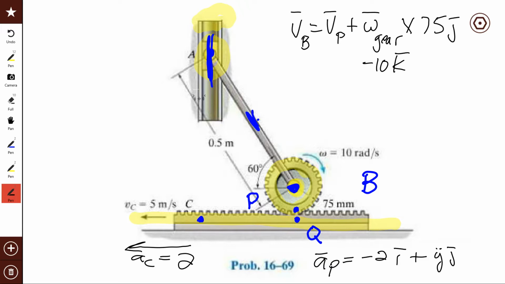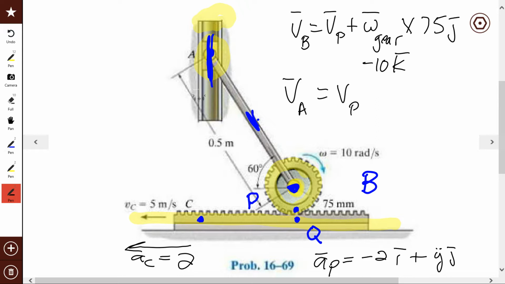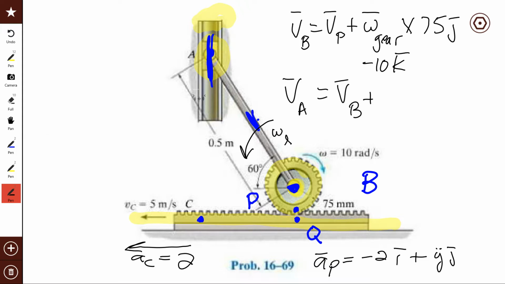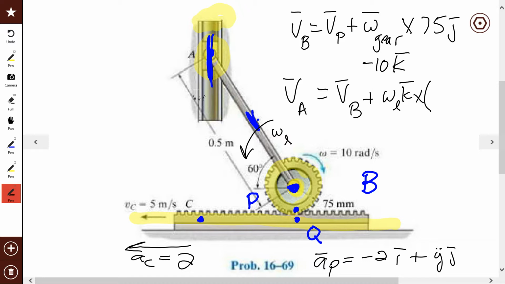Okay, we have 2 minutes. So let's write it real quick. Velocity of A equals velocity of B plus omega of the link. I think the link is going this way. I'm going to call it omega L. What am I going to plug in? Plus or minus omega L? Out of the page, plus. So I'm going to put in plus omega L k cross what?